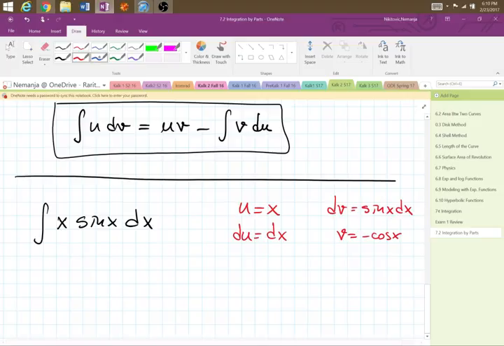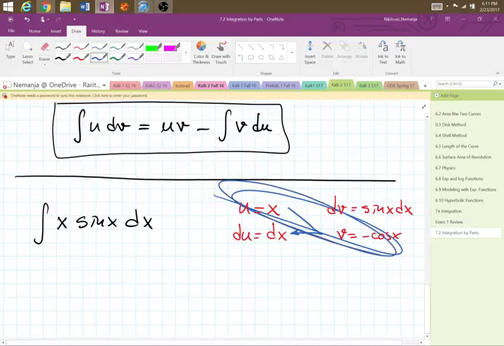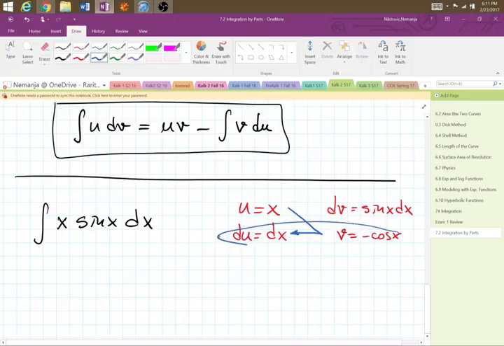Now, look at this. There's your formula right there. uv minus v du. You see the arrow? Do we all see uv minus v du? That's why the arrow is there.